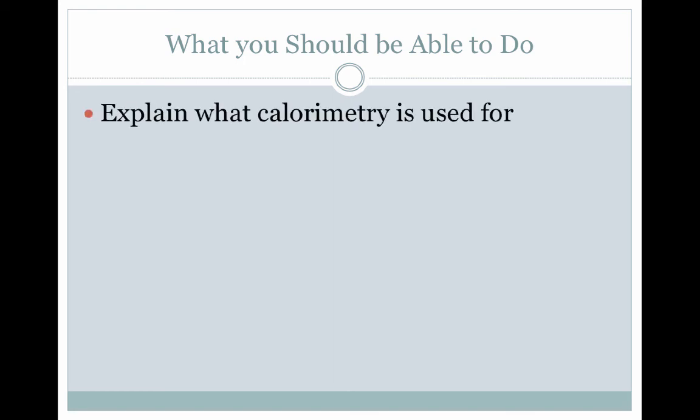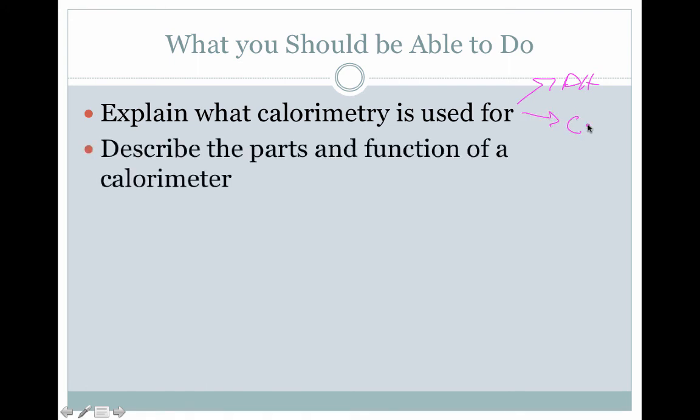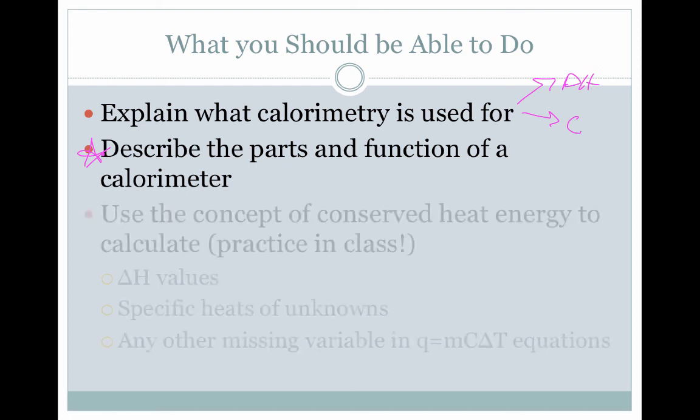You should be able to explain what calorimetry is used for, again, primarily for measuring values of delta H or measuring specific heat of substances. You should be able to describe the parts and the function of a calorimeter. I think if you can do this, the rest of the stuff becomes very simple because you understand what a calorimeter is, how it works, and then the data that we collect obviously ties back to the mathematics. I think it makes things a little clearer to understand.